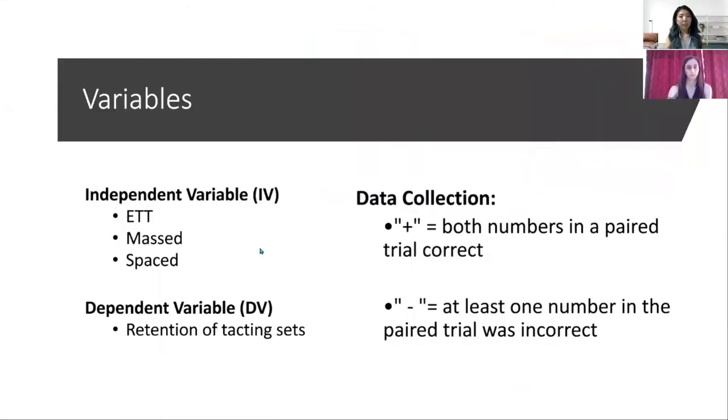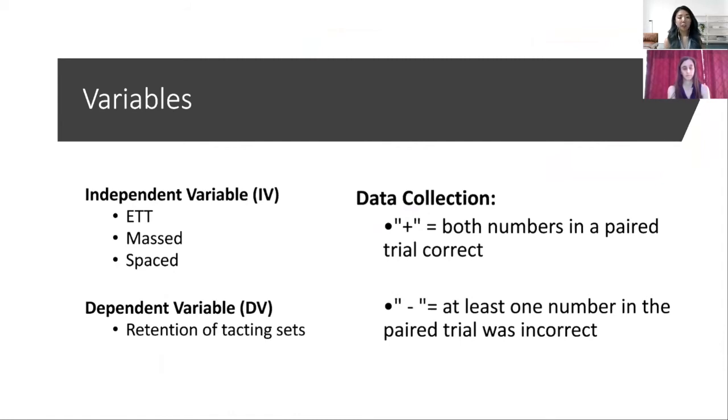So in our study, our independent variable was the 3 teaching procedures. We had expanding time trials, ETT, mass trials, and space trials. Our dependent variable was the retention of tacting sets.